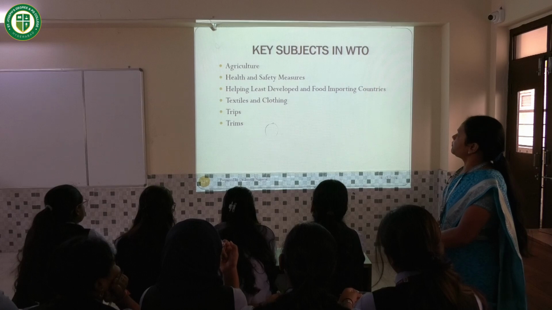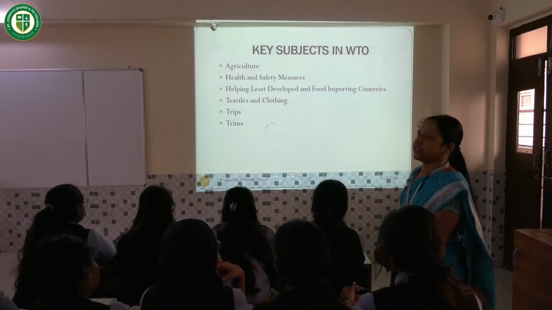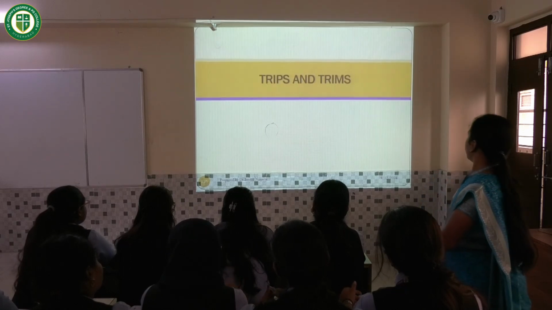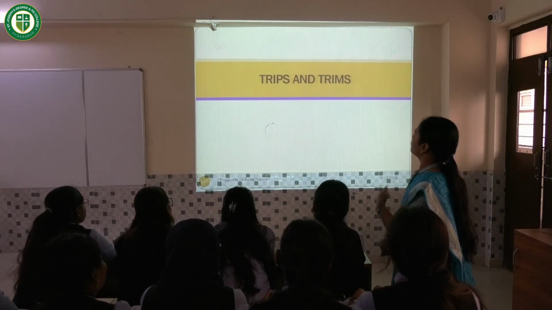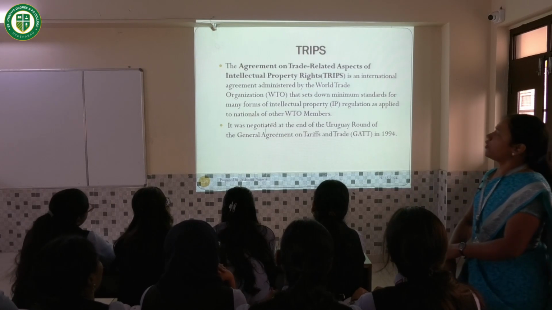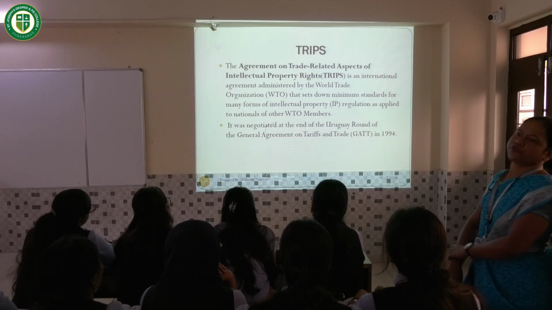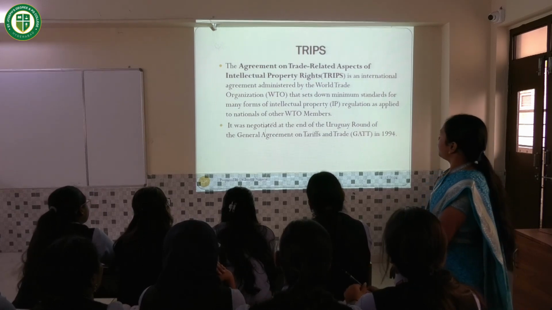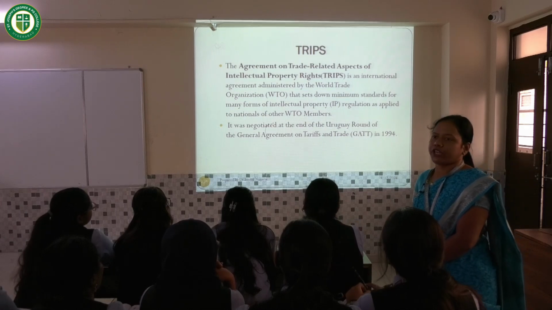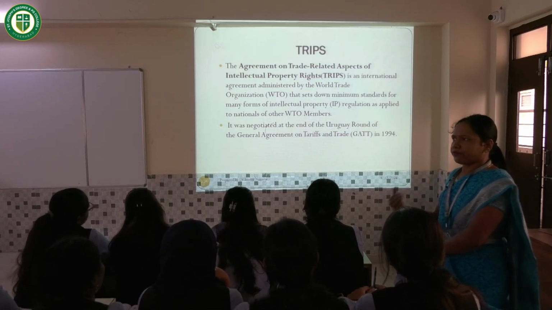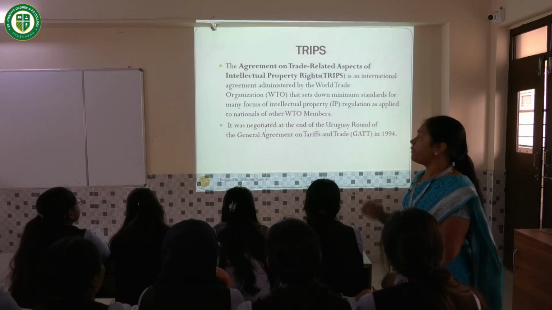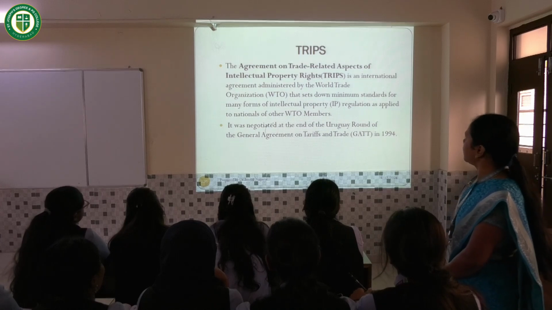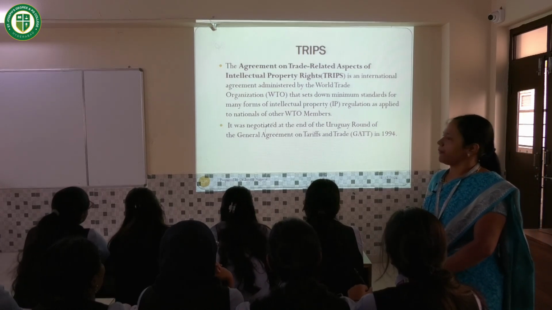Next you have the TRIPS and TRIMS, trade related intellectual property rights, trade related investment measures. That is the key subject in WTO. Let us now look at the TRIPS. TRIPS stands for trade related aspects of intellectual property rights, which is an international agreement administered by WTO, where they lay down a set of minimum standards which are required for any form of intellectual property right, which can be applied to all the WTO members.